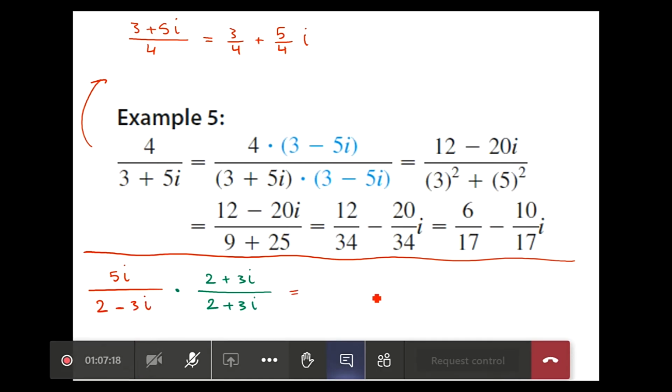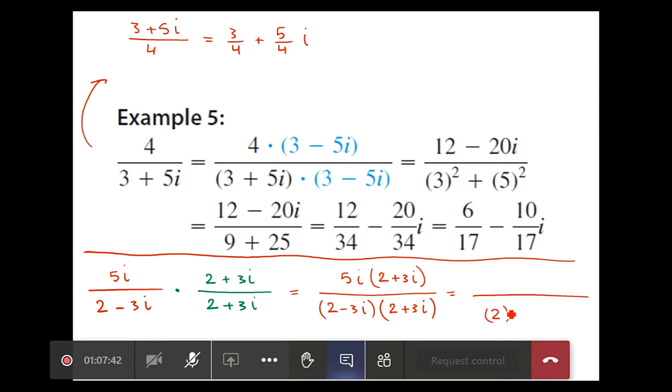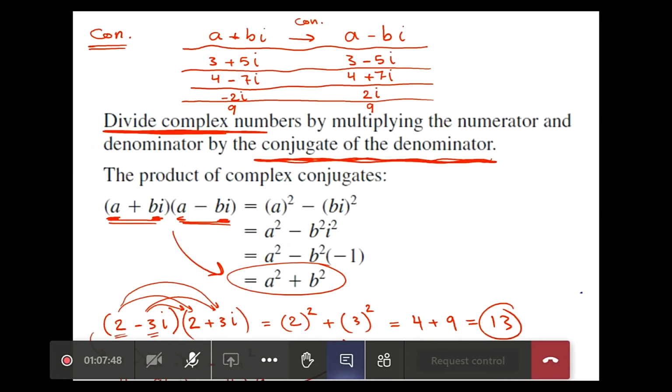Okay, now continue. This equals 5i multiplied by 2 plus 3i over 2 minus 3i multiplied by 2 plus 3i. This equals what? In the denominator, directly, the first square plus the second square. Okay, like this.